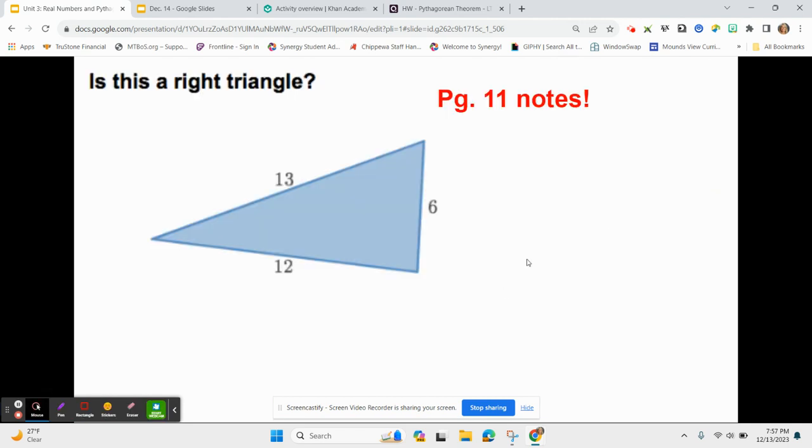Page 11, your notes. Find those right at the top here. I want to know, is this a right triangle? To check that out, I need to see what's my C. My hypotenuse is always my longest side. We are checking to see if this A and B indeed make a Pythagorean triple. So I'm going to take 6 squared plus my 12 squared, and I'm testing it to see, does that equal 13 squared?